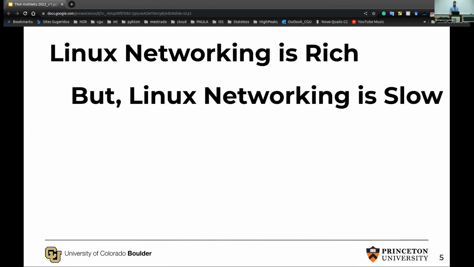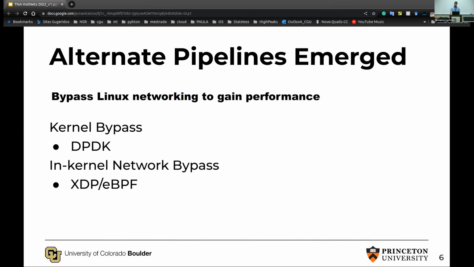However, the problem is that Linux networking is proving to be too slow to provide the performance required by many cloud services. This is especially true when we need to support network speeds on the order of tens to hundreds of gigabits per second. As a result, to have better performance, several systems today, like FastClick, rely on alternative processing pipelines, for example using kernel bypass technologies like DPDK to implement several of those network services in user space.